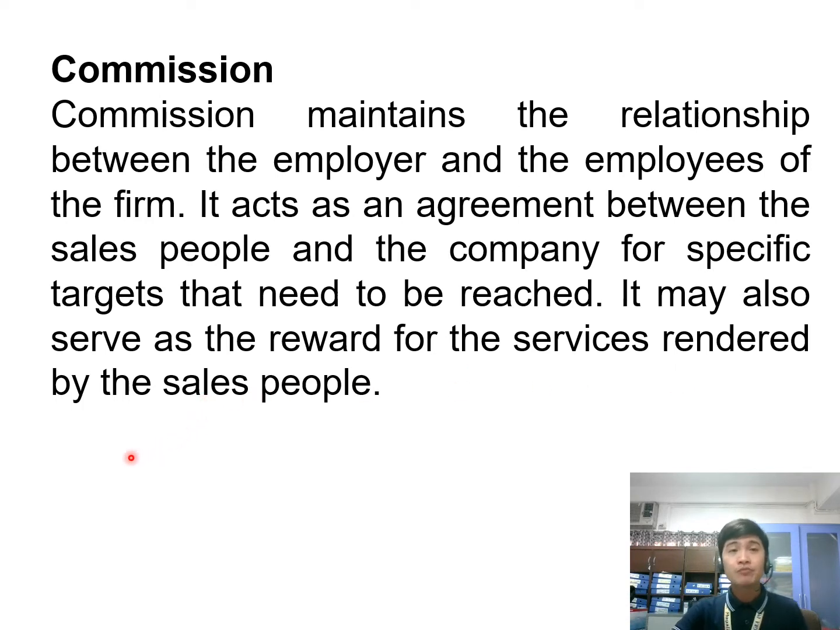So actually, the commission, kung titignan po natin yung pinakasimpleng definition niya, it serves as a reward dun sa service na ni-render ng salespeople. Specifically dun sa mga products na nabenta niya. So maglalaan yung company ng specific percentage na pwedeng makuha ng salespeople after mabenta ang specific number of products.